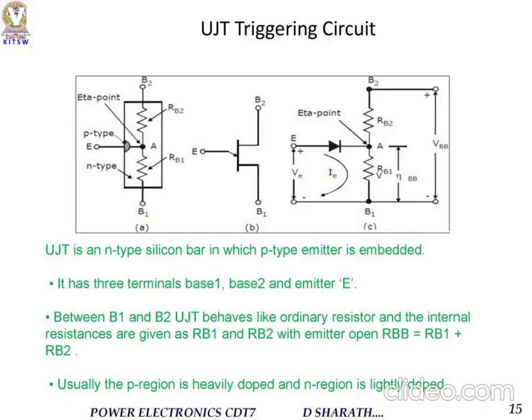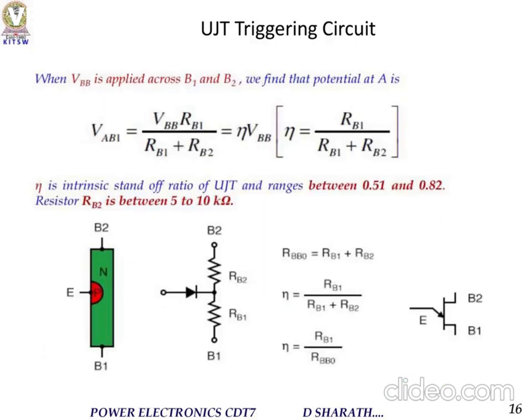Coming to the unijunction transistor trigger circuit, it is an n-type silicon bar in which a p-type emitter is embedded. It has three terminals: base 1, base 2, and emitter. Between B1 and B2 is the interbase resistance, so RBB is equal to RB1 plus RB2. Usually the PN region is heavily doped and the n region is lightly doped. The condition to be satisfied is VAB1 equal to VBB times RB1 by (RB1 plus RB2), so equal to eta VBB, where eta is RB1 by (RB1 plus RB2).